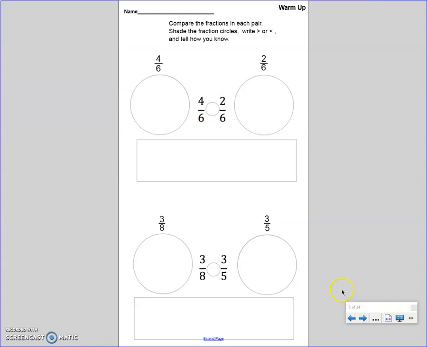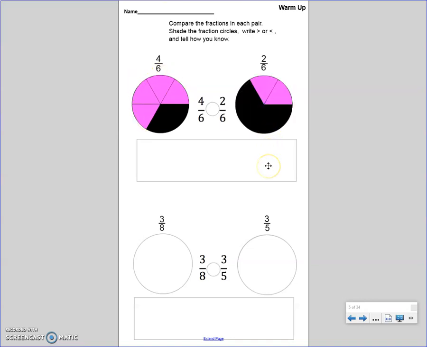So third grade, let's review what we know about comparing fractions. Here you can see we have the fractions 4/6 and 2/6. We're going to compare these fractions. Immediately I notice that 4/6 and 2/6 both have the same denominator. They both have sixths. So each circle or unit is broken into 6 parts. Here you can see 4/6 and here you can see 2/6.